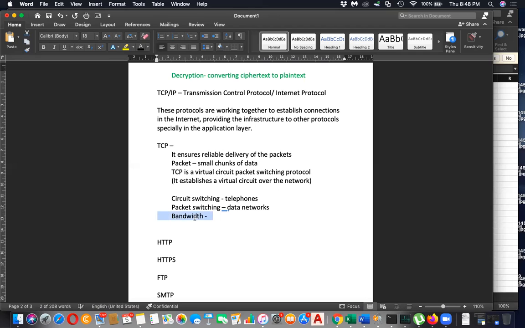Right. Understood. But in calls, you can't do the same thing. After one call, you can go for another call. So that is the difference between circuit switching and packet switching.